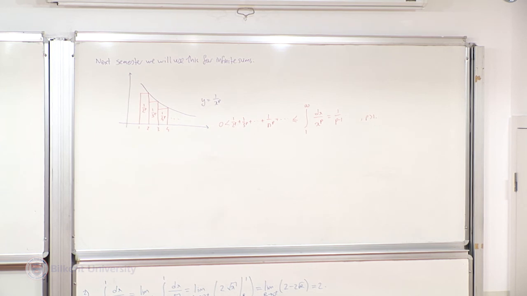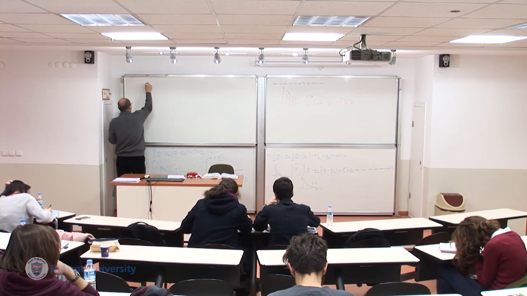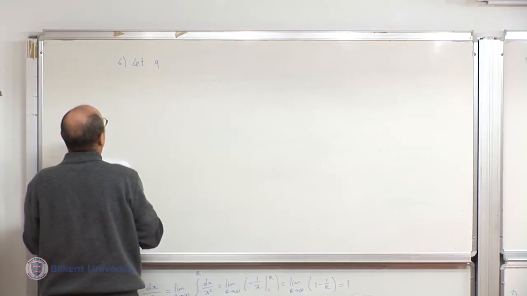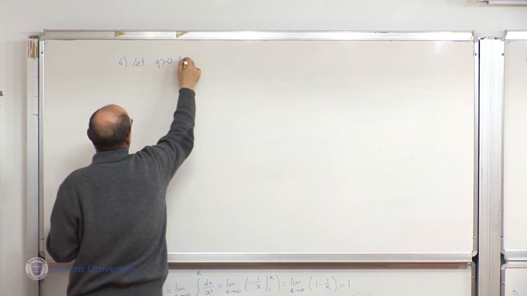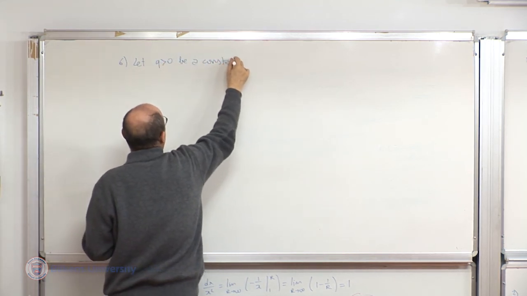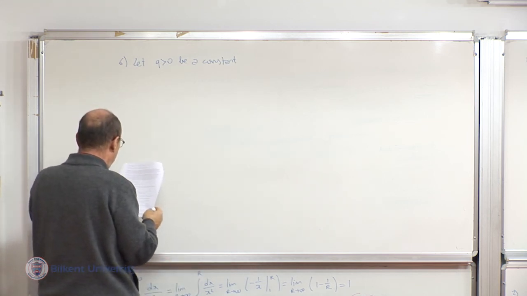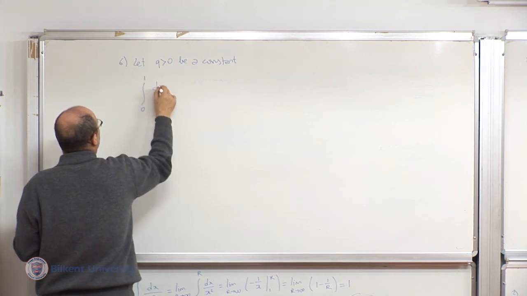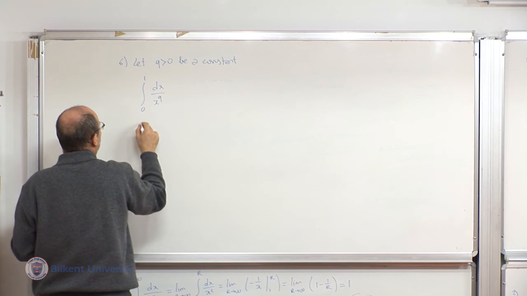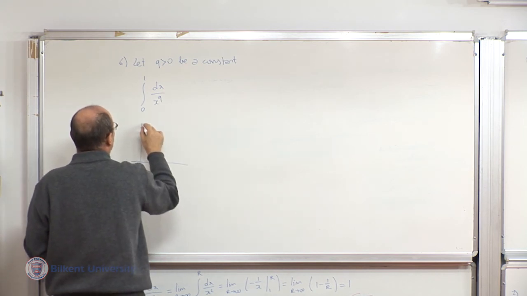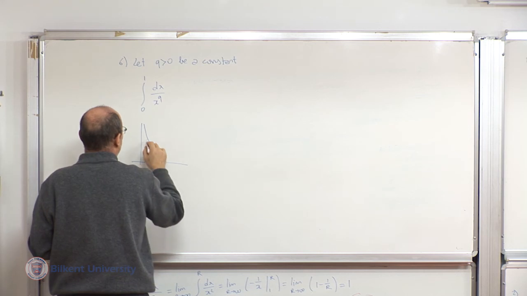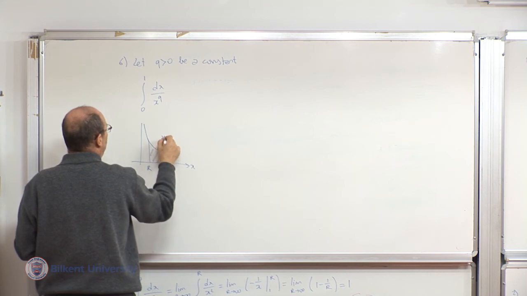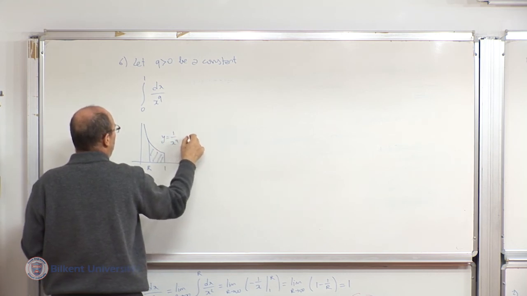So let's see. Not to confuse ourselves, I'll say let q be a constant. So we want to understand the integral from 0 to 1 of dx over x to the power q. The picture is again the same. This function goes to infinity. This is 1. What we do is we stop at r and calculate this area. This is y equals 1 over x to the power q. q is positive.